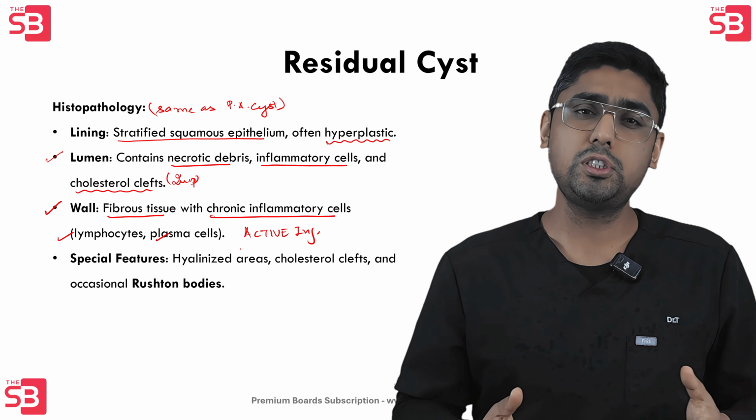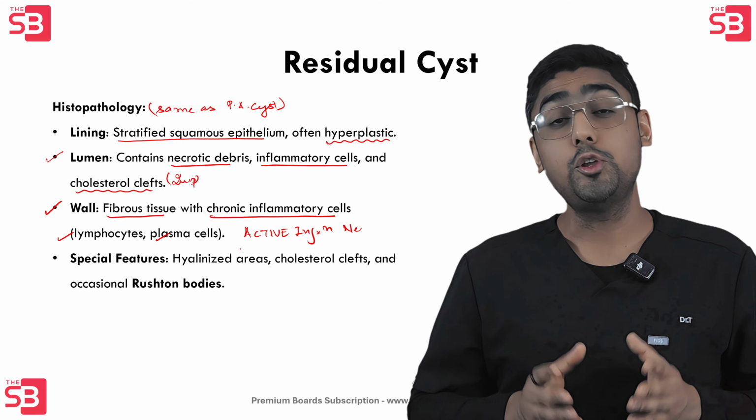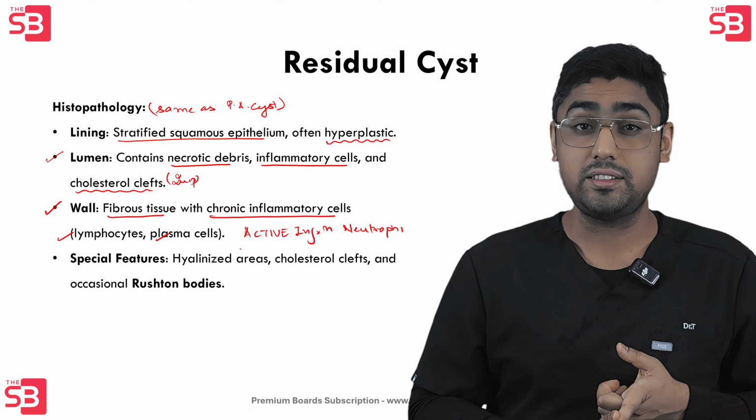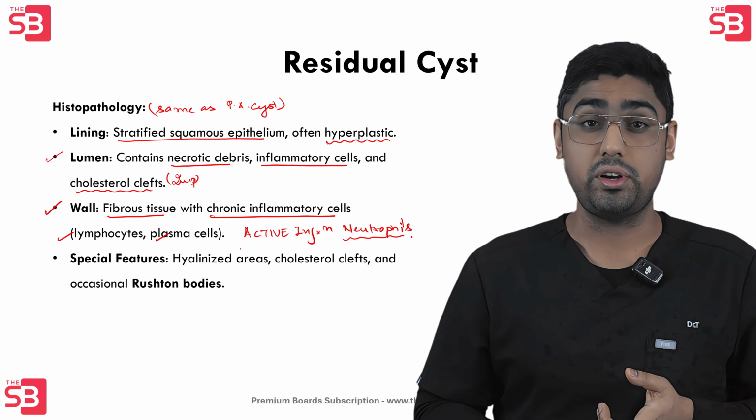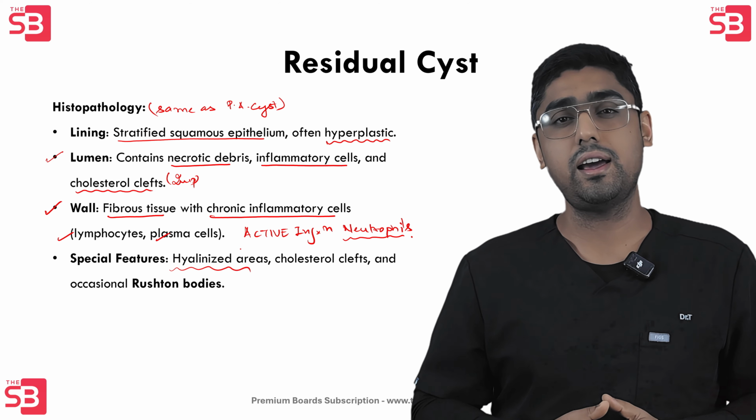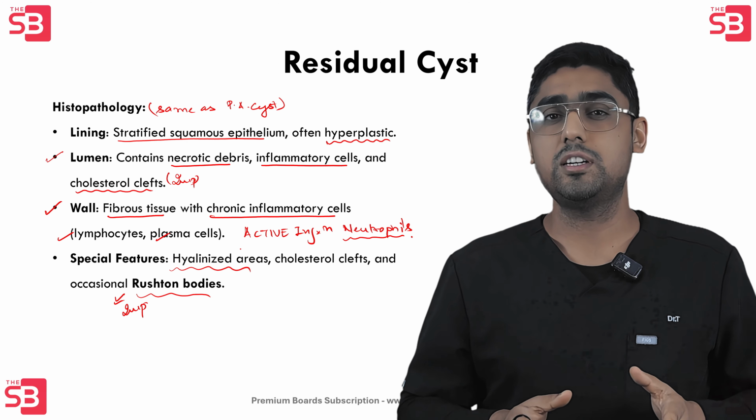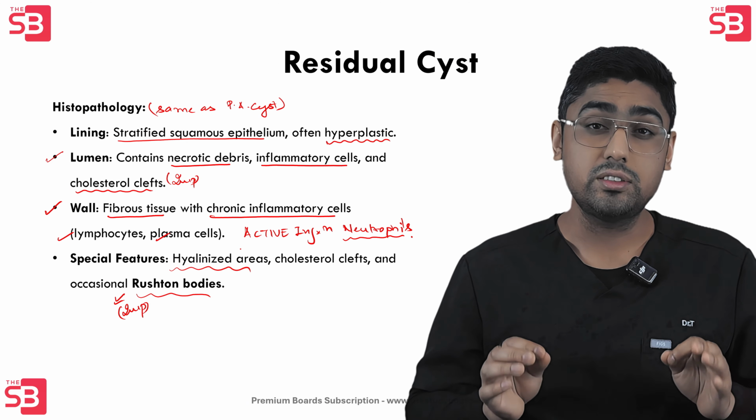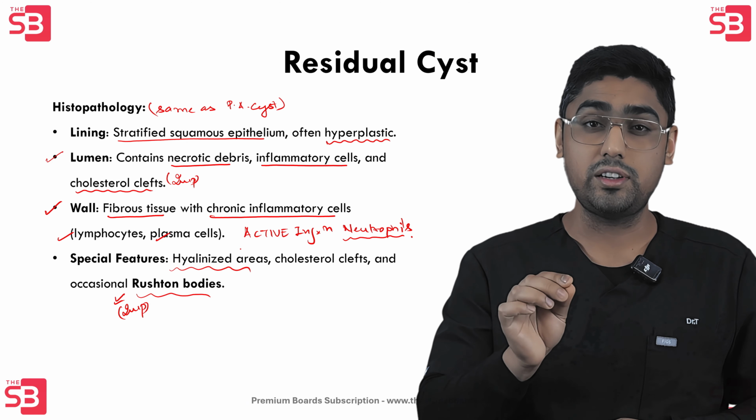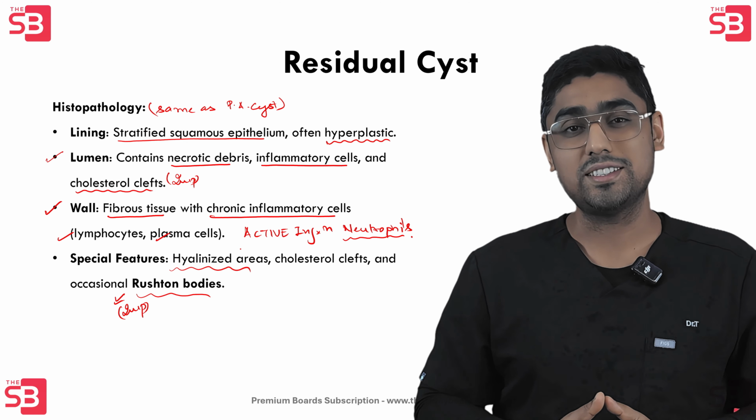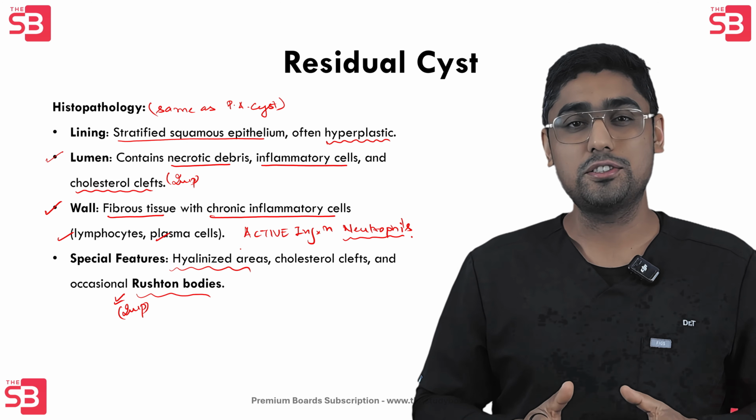Finally, a few special features worth noting are that you may even see hyalinized areas and sometimes Rushton bodies, and these are unique ribbon-like hyaline structures. Very important from your exam perspective. Now, they are not always present, but when they are, they strongly support the diagnosis of radicular type cyst, which includes residual cyst. Now let's talk about the complications of residual cyst.